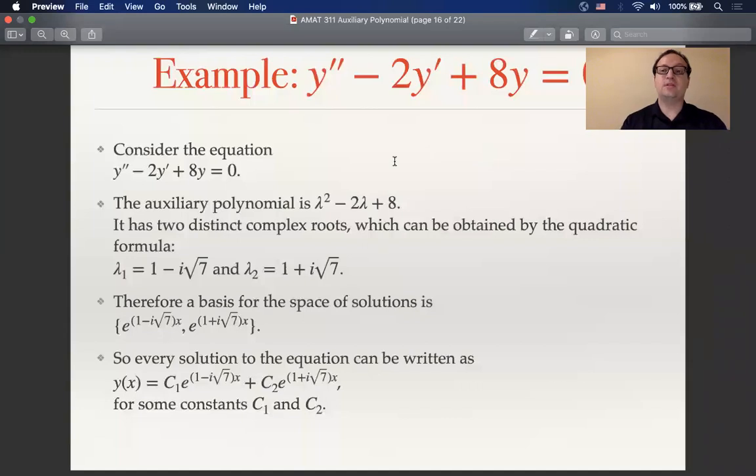Okay, now let's consider an example where we have complex roots. So let's consider the equation y double prime minus 2y prime plus 8y is equal to 0. So this is again a linear second order ordinary differential equation, and it is homogeneous. So it can be solved by the method of the auxiliary polynomial.